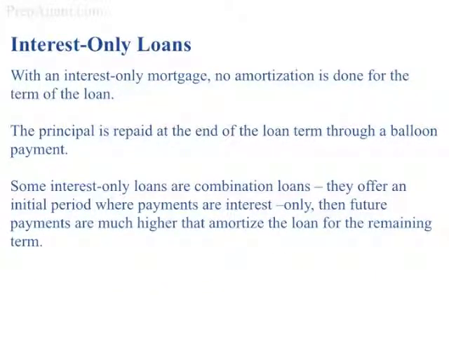Interest-only loans. With an interest-only mortgage, no amortization is done for the term of the loan. The principal is repaid at the end of the loan term through a balloon payment. Some interest-only loans are combination loans. They offer an initial period where payments are interest-only, then future payments are much higher that amortize the loan for the remaining term.